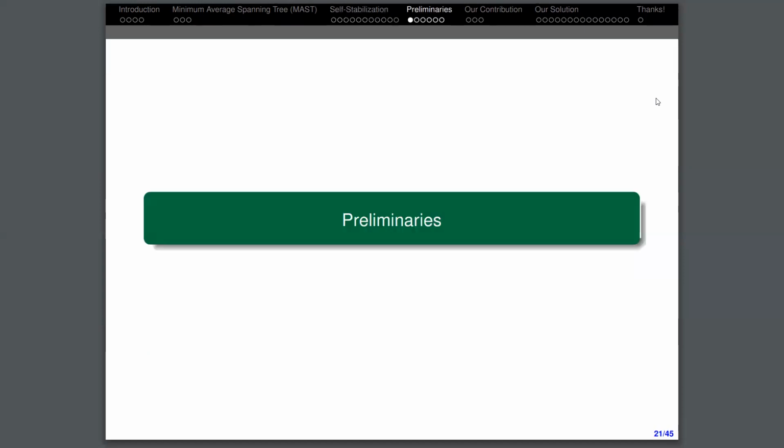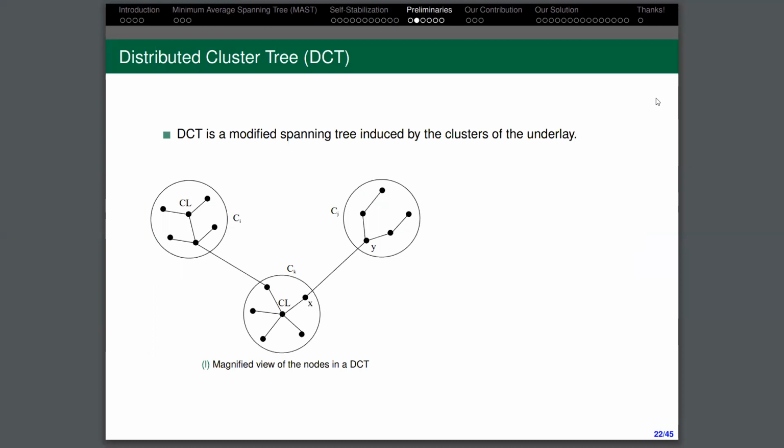Okay. So now let's discuss an important construction that we'll be using in our algorithm. The main aim of our design protocol is to construct a distributed cluster tree from the underlying graph. So what we do is this: we divide the nodes of the graph into a number of subsets and call them clusters. So let us see some of the properties of these clusters.